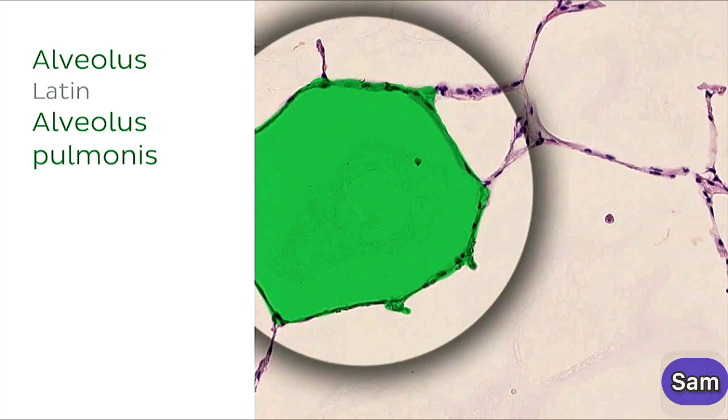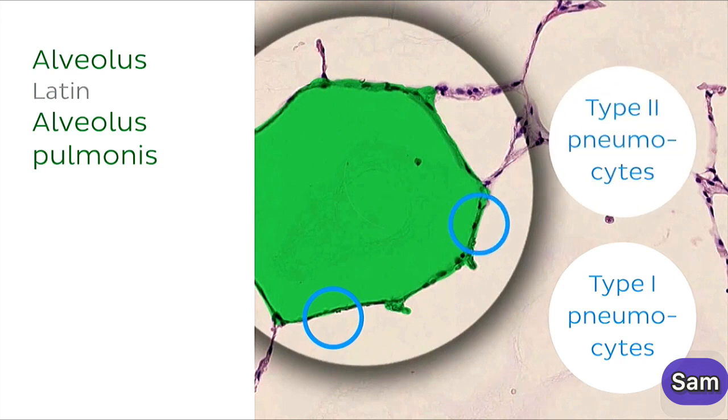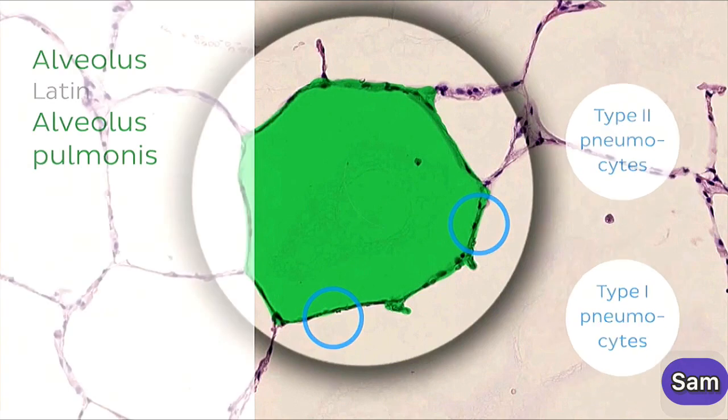So if we take a closer look at the walls of the alveoli, we can see that some cells are thin and flattened out, while others are a little bit more bulgy. The thin ones are pneumocytes type 1, or type 1 alveolar cells, and the larger ones are called pneumocytes type 2, or type 2 alveolar cells. And let's now talk about each of these.